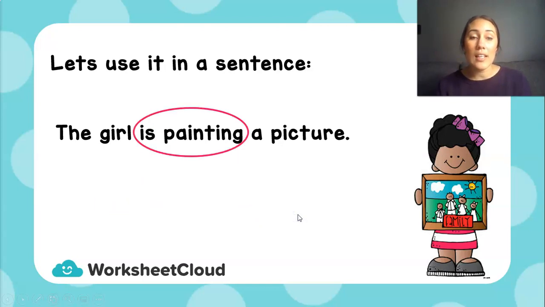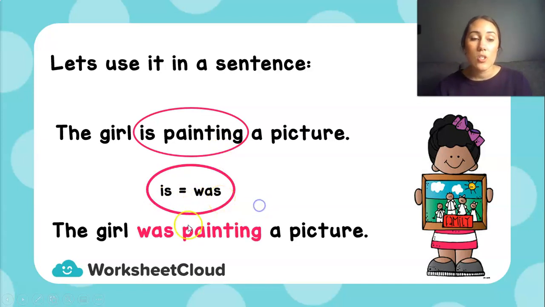So the girl is painting. Now this is still my present tense. Remember, is painting is my verb because it's still busy happening as we are saying it. And now is always becomes was in the past tense. So the girl was painting a picture. Whenever you see is and you have to change it into the past tense, it's always going to become was.